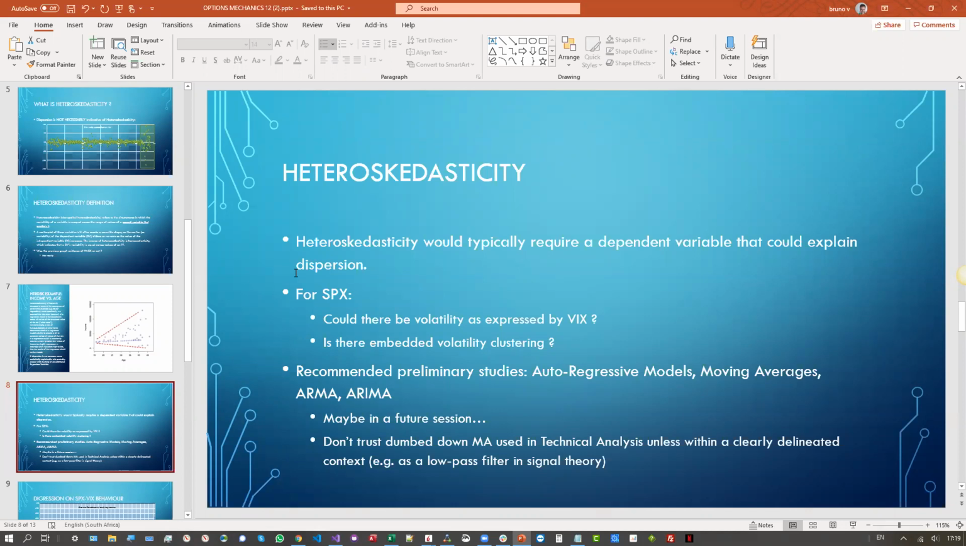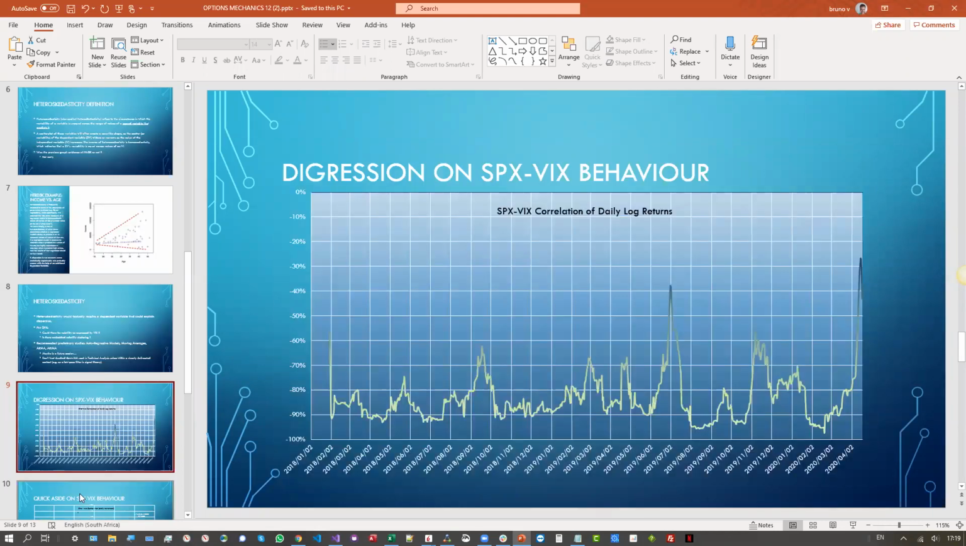But anyway, I'm not going to digress about the current environment. This is the SPX-VIX correlation of daily log returns. We've seen that, for example, in February and March, when the market dropped, it was almost like a perfect storm. VIX went up. It was really textbook. Again, I'm not saying it was easy, but it was as anticipated. The real problem is what's happening in the recovery.